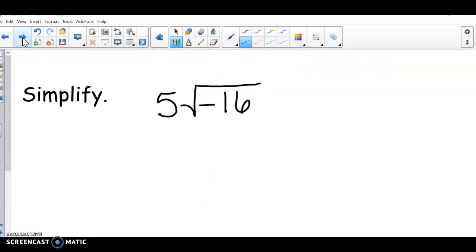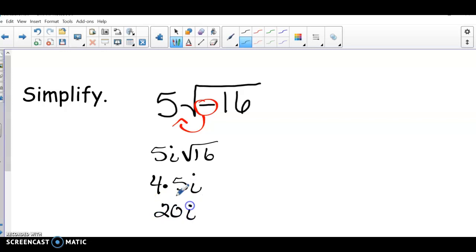For this one, just bringing back how you take the square root of a negative, then even root, and we have a negative. Remember, this comes out as an i. So we have 5i times the square root of 16. The square root of 16 is 4. So 4 times 5i gives me 20i for my solution.